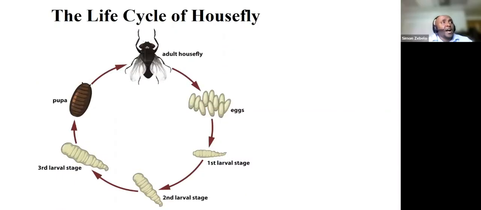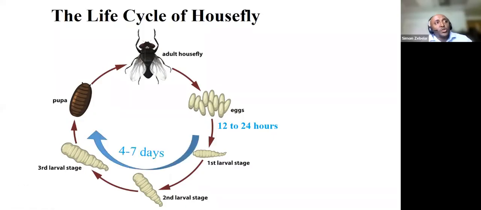So let's see the life cycle of houseflies very briefly. This is what the housefly life cycle looks like. The adults lay eggs, and the eggs hatch between 12 to 24 hours, within a day, and then enter the first instar, or first larval growth stage. From the first larval stage to the third larval stage takes 4 to 7 days, and then it enters the pupal stage.